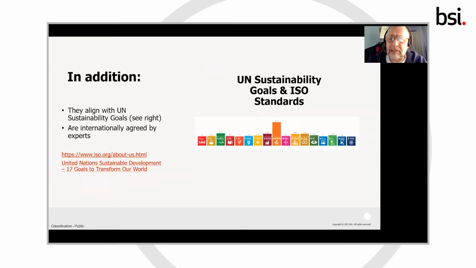So in addition to this approach around why standards would be important, it was really key for us to understand, with the development of the ISO 30415, the alignment with the United Nations Sustainability Goals, in particular in terms of gender equality, fair work, etc. And these had been internationally agreed, and they were therefore something that the standard needed to take account of.